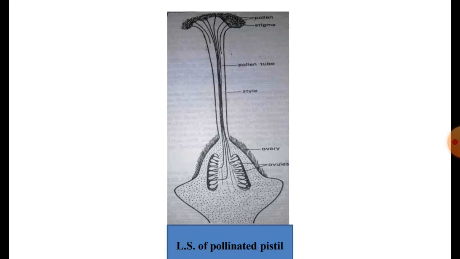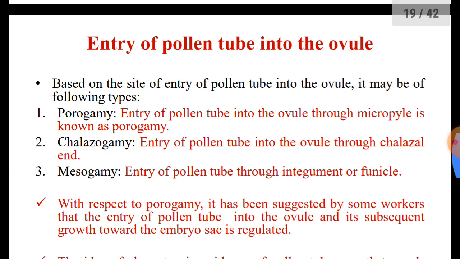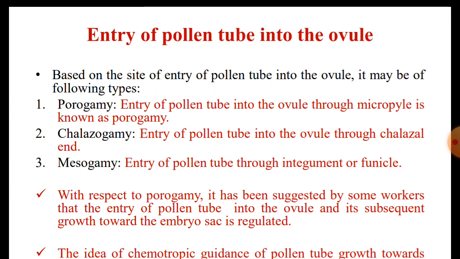Here the pollen grains are germinating on the stigmatic surface. Some of the pollen tubes have reached up to the ovule and some have just initiated. Now, entry of pollen tube into the ovule.